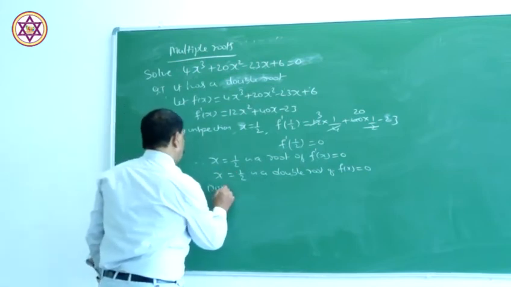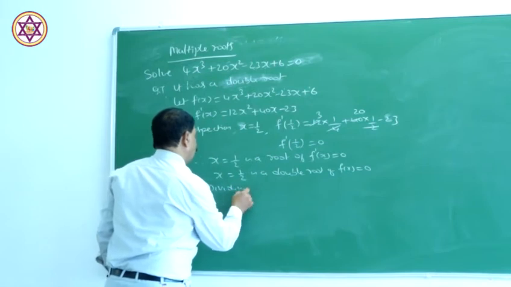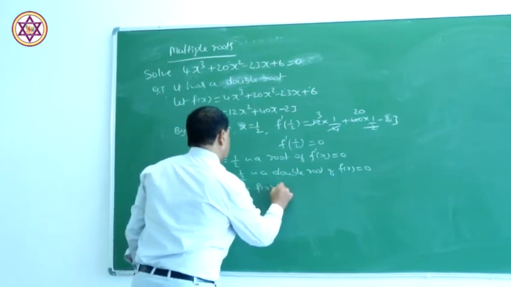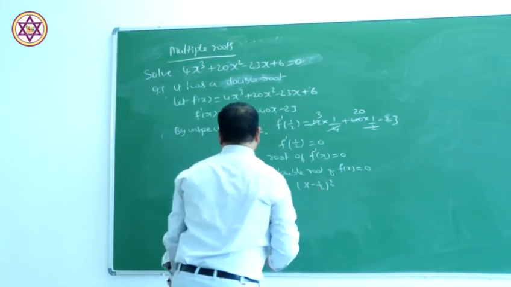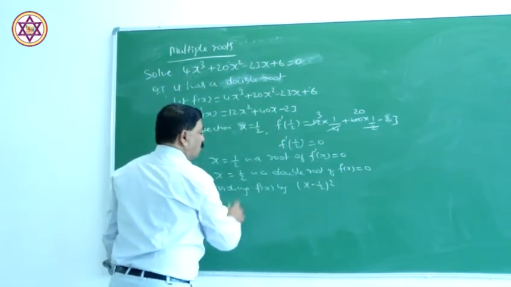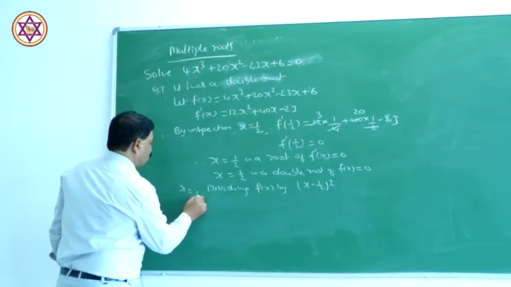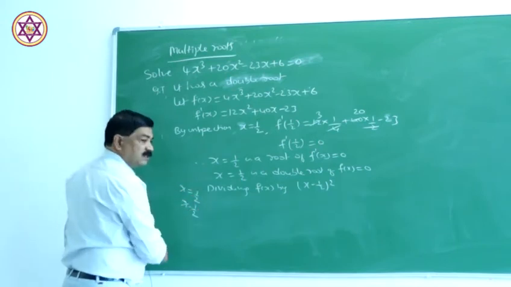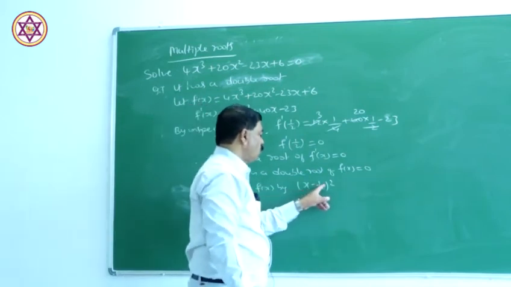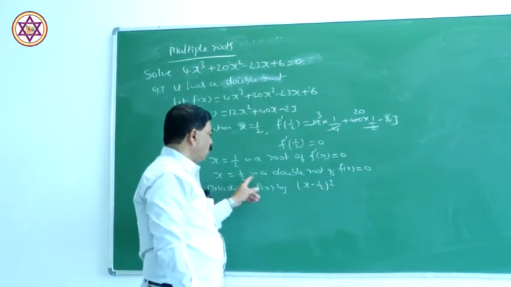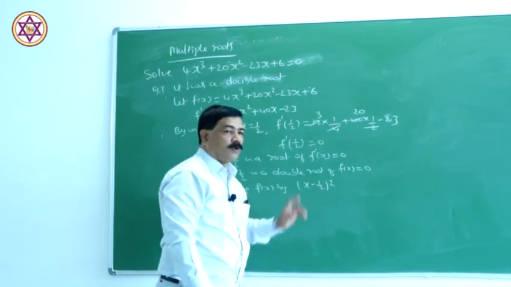Therefore, dividing f of x by x minus half whole squared, because x is equal to half is a double root. x is equal to half means the factor becomes x minus half. This one is a double root, that is x minus half whole squared. If it is a triple root, I am taking x minus half whole cubed.